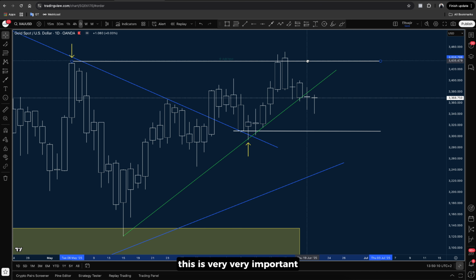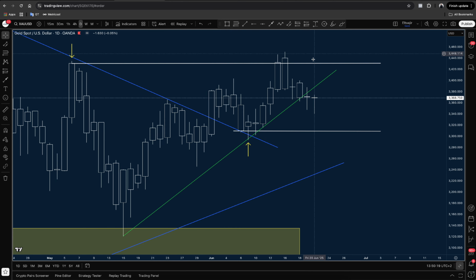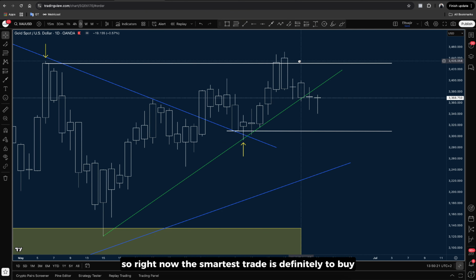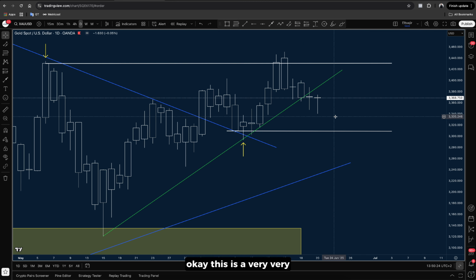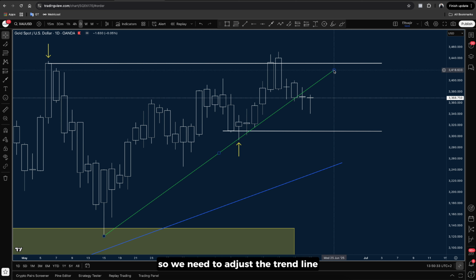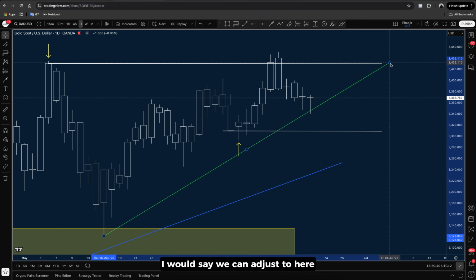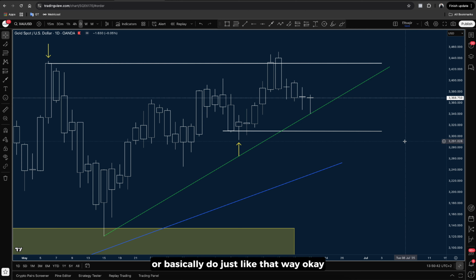This you need to keep in mind. This is very, very important, especially if we make it to the body of the candle. So we indeed broke above this last lower high. So right now the smarter trade is definitely to buy. This is a very, very important thing. We can actually remove this one right now. We don't need it, and we can just look at the opportunities to buy. So we need to adjust the trend line. Basically, I would say we can adjust it to here or just do it that way.